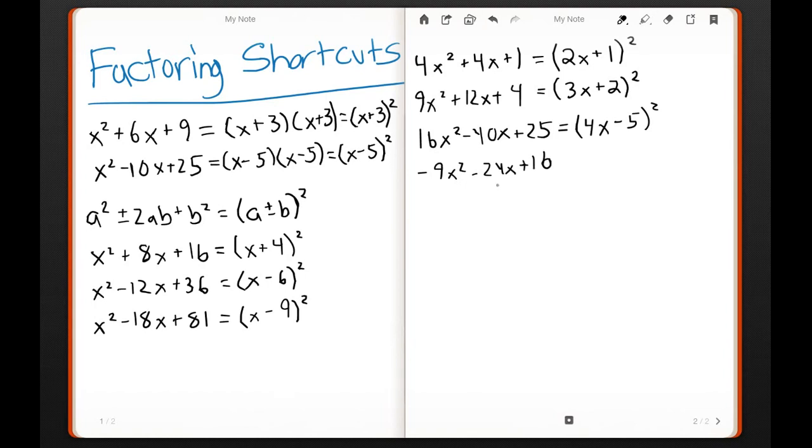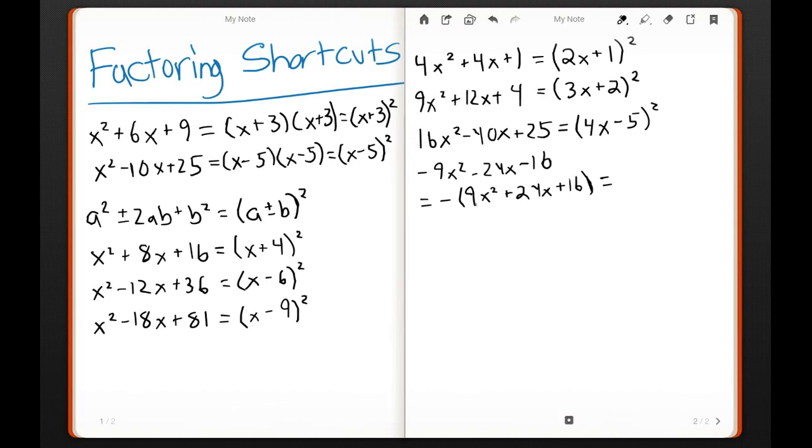I figured I would throw this one in here, see if you remember what to do. Whenever you have a negative in front of x squared, the first thing you should do is factor that out. So this is going to be negative. And then all the signs change. So this will be positive 9x squared plus 24x minus 16. Sorry. This should have been a minus, so this will be plus. Okay.